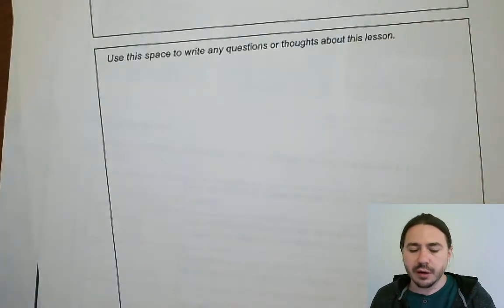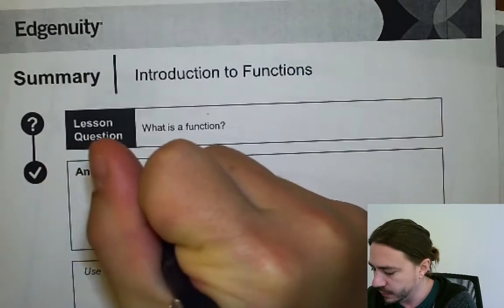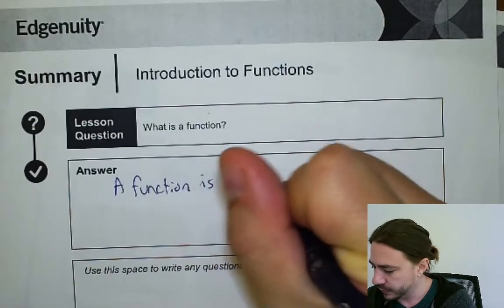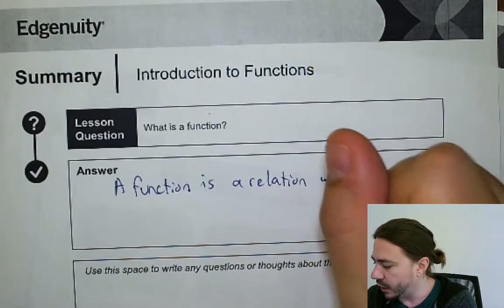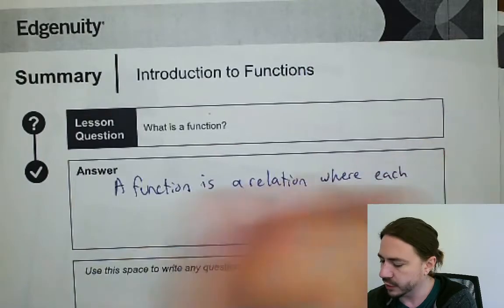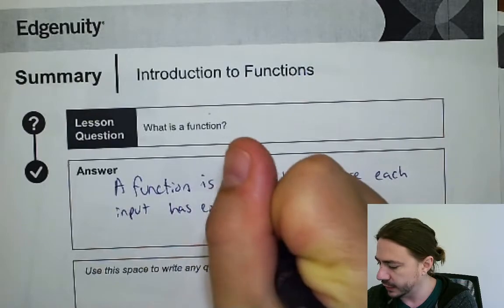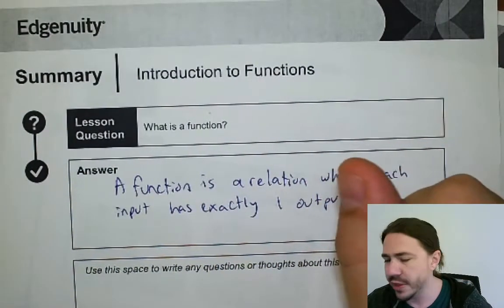So let's sum up here. What is a function? A function is any relation where each input has exactly one output. And that's what a function is.